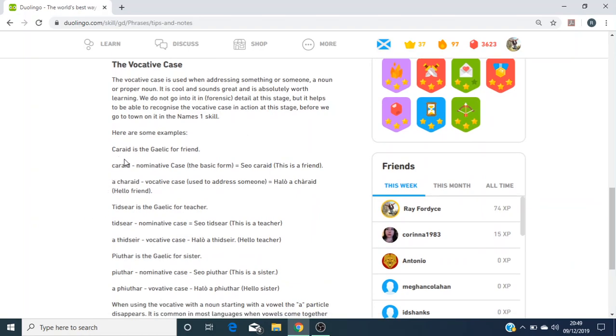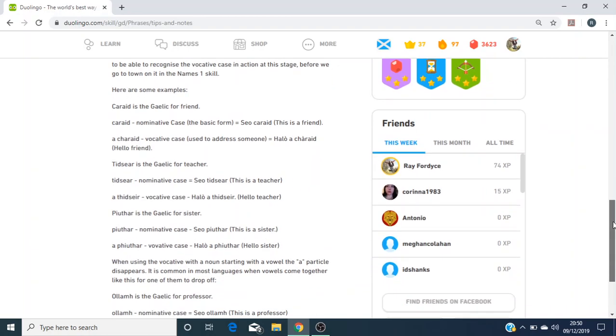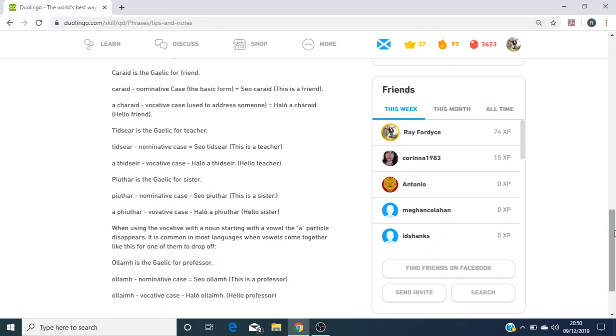So the word caraid is the Gaelic for friend. So caraid is the nominative case, the basic form. Seo caraid, this is a friend. And a charaid is the vocative case used when you address someone. Halò, a charaid is hello, friend. And here's another example. Tidsear is the Gaelic for teacher. So tidsear is the nominative case. Seo tidsear, this is a teacher. And then we have a thidsear, the vocative case. Hello, a thidsear.